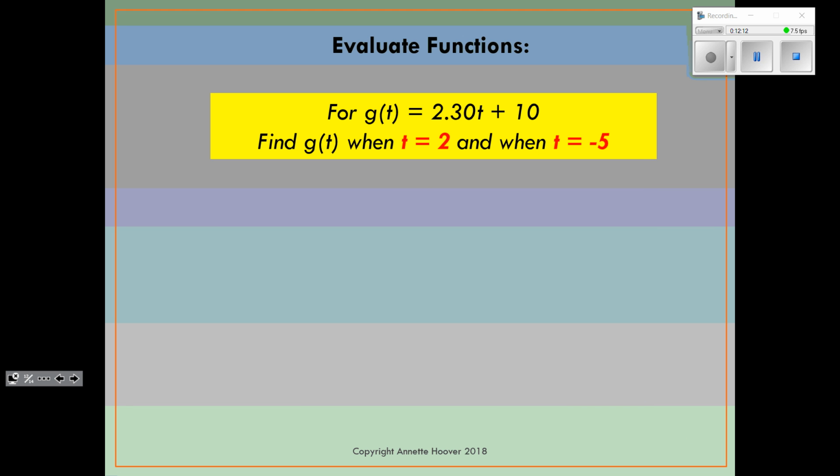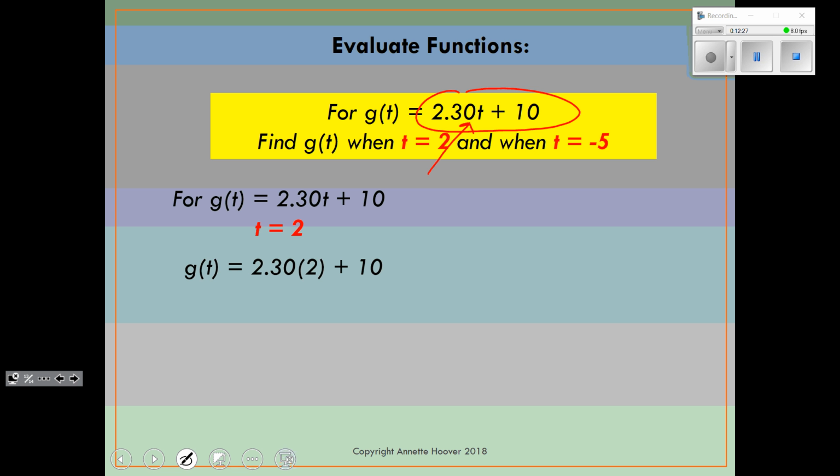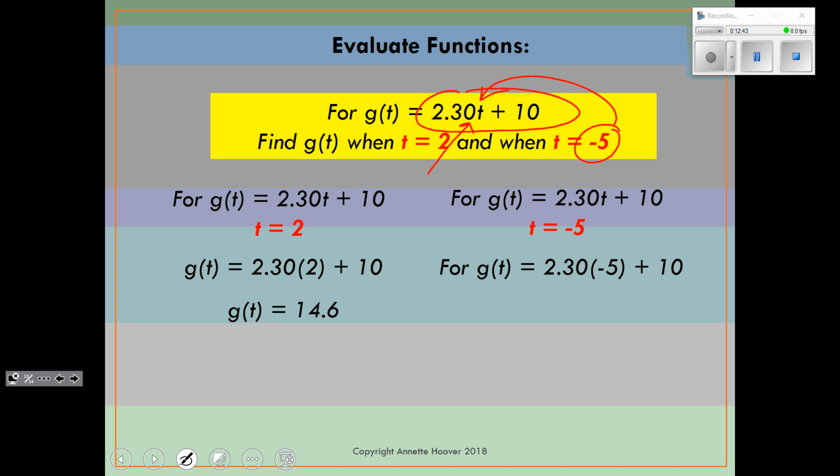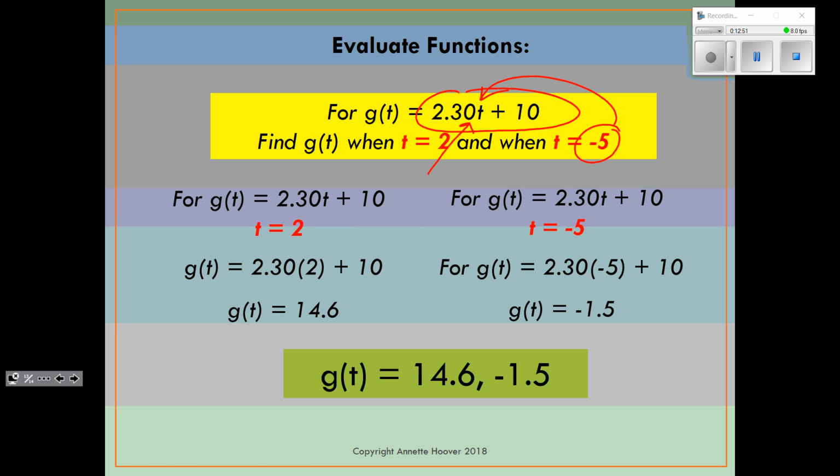Another example. Again, here's the equation you're working with. And it's just telling you what number to plug in. So in our first one, g of t, we're just going to plug in 2 to t. So that would be 2.3 times 2 plus 10, which is 14.6. On the second example, we're just going to plug in negative 5 to the equation. When you do that, you have 2.3 times negative 5 plus 10, and that gets a negative 1.5. Just plugging in numbers and solving.